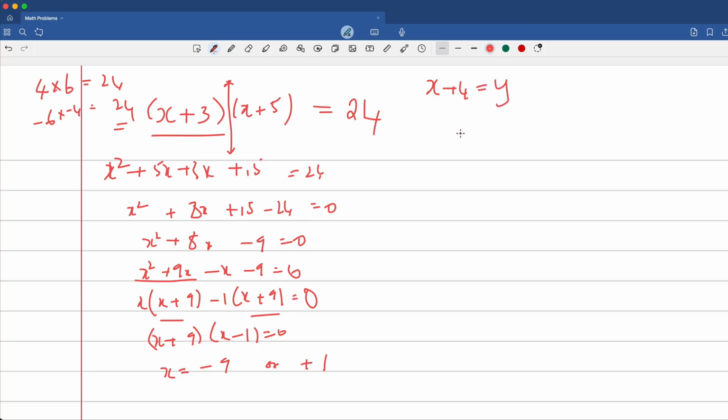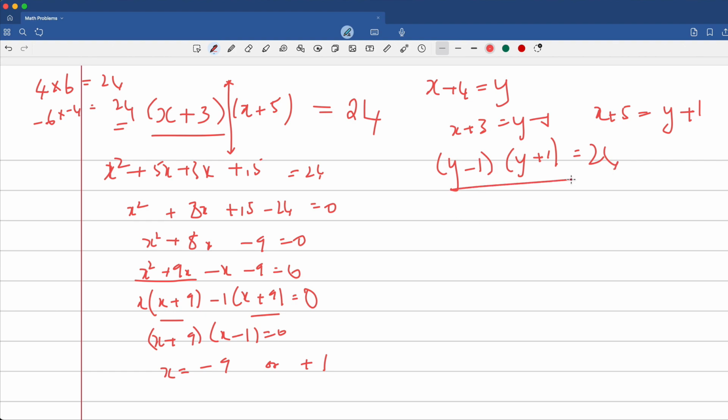In that case, x plus 3 is the same as y minus 1, and x plus 5 is the same as y plus 1. So when you multiply both of them now, x plus 3 can be replaced with y minus 1, and x plus 5 would be y plus 1, and that's going to be equal to 24. Which means this is a very simple a minus b into a plus b, a square minus b square is the answer, which means y square minus 1 is 24, which means y square is 25, which means y is either plus 5 or minus 5, right?